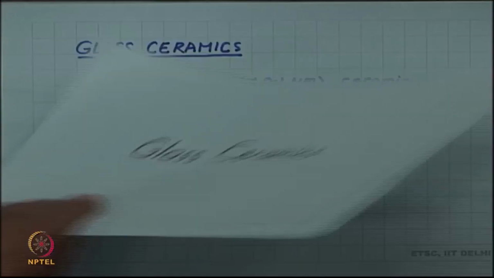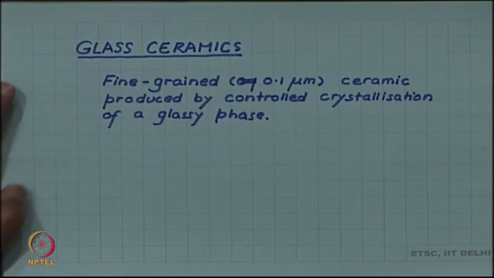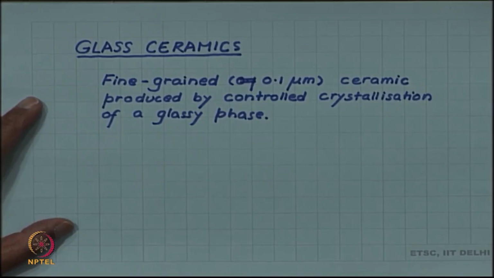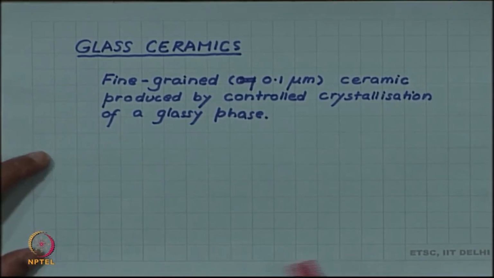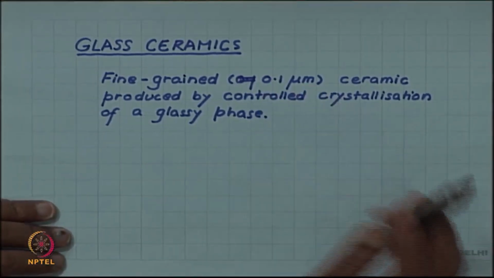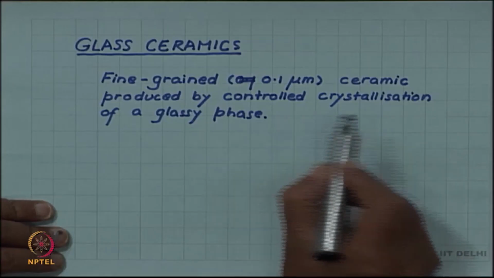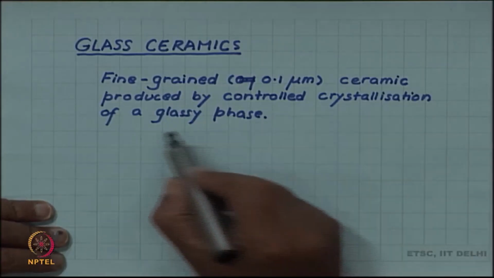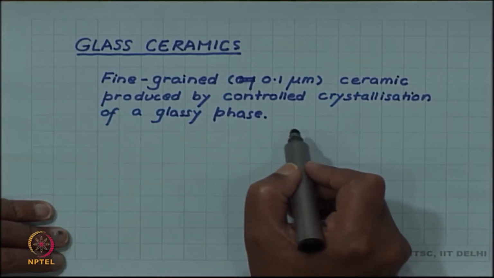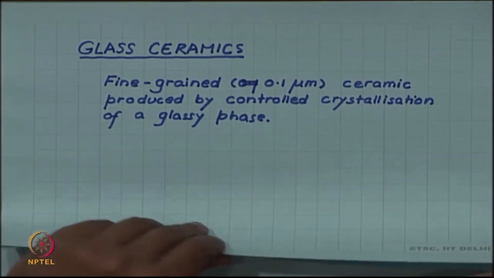Glass ceramic is an important class of ceramic material which we will now look at. Glass ceramics are actually ceramic materials which are very fine grained, 0.1 micrometer in diameter is the grain size, and they are produced by controlled crystallization of a glassy phase, and that is why the name glass ceramic.